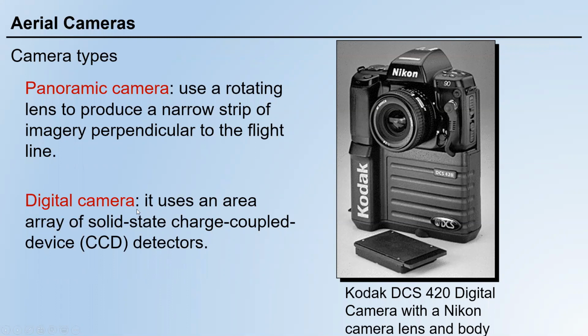Obviously, this is the main character today. I mean, we're in an era of digital camera. Okay, uses an area array of solid state charge coupled device. It's called an area array of CCD detectors to record information, optical information. Okay, on the right side we have a Kodak DCS 420 digital camera with a Nikon camera lens and body. So again, even this is a digital camera, it looks old.